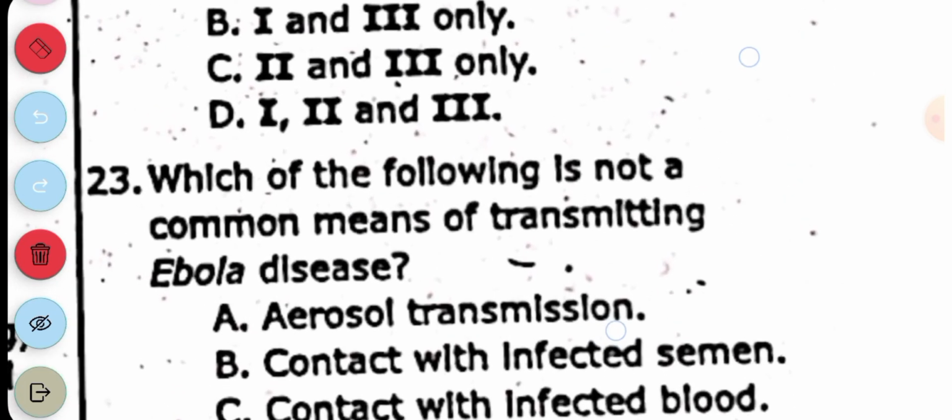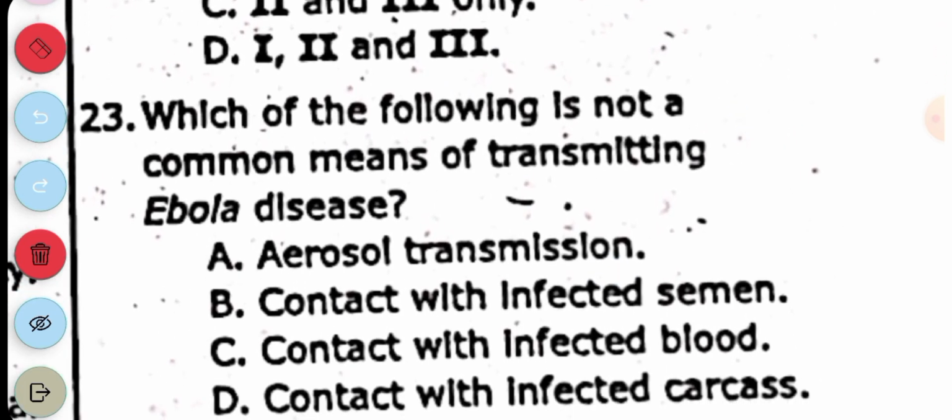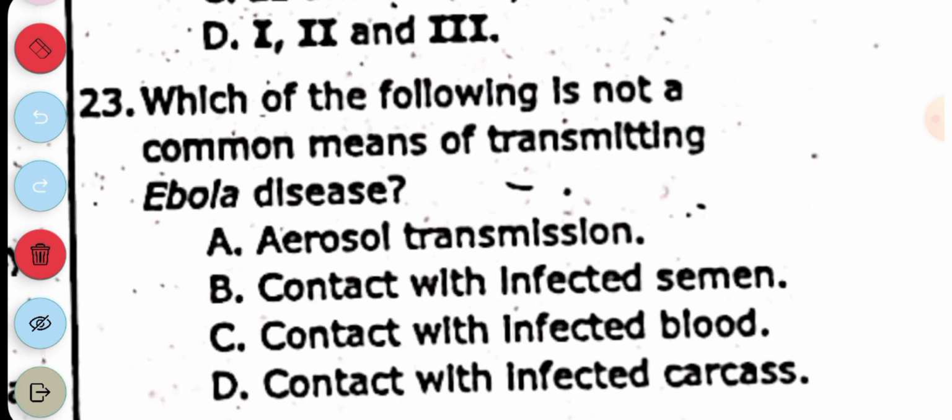23. Which of the following is not a common means of transmitting Ebola disease? A. Aerosol transmission, B. Contact with infected semen, C. Contact with infected blood, D. Contact with infected carcass. And the answer to question 23 is A. Aerosol transmission.